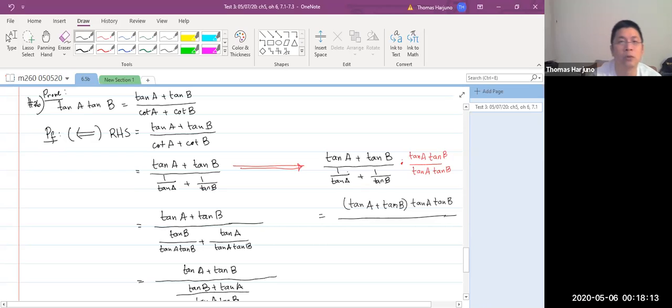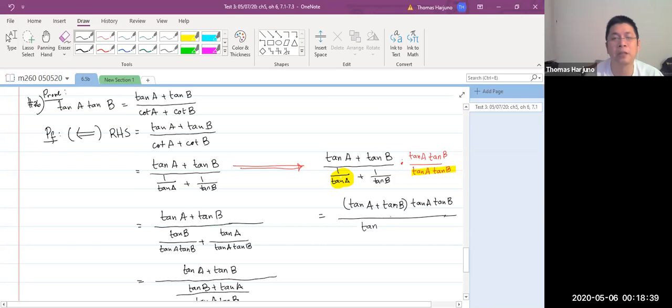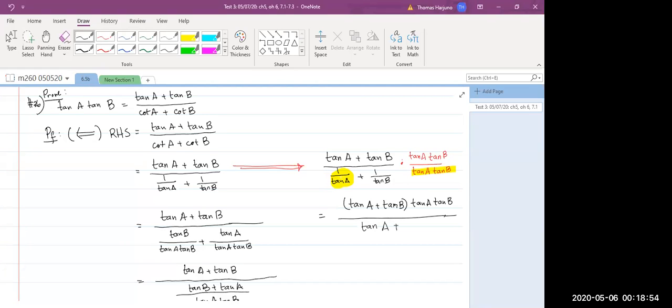Over, now notice, what will this guy times tangent A tangent B be? That will be tangent B, is it right? Yeah, tangent A will cancel, right? Okay, plus the second term on the denominator, when we multiply by tangent A tangent B, what do we get? Tangent B.